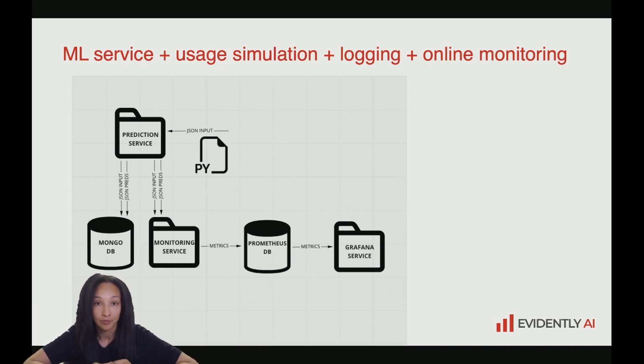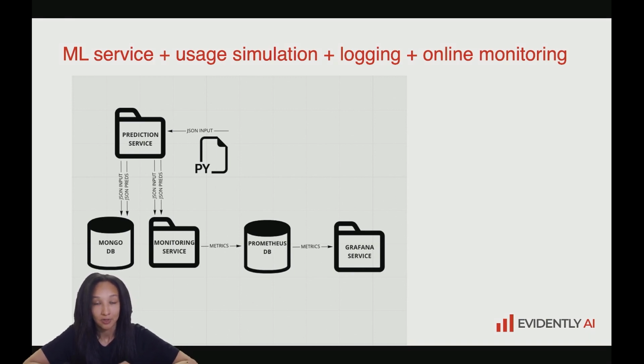Second thing is the monitoring. So we need to implement the online monitoring. So we need to send the data from our prediction service to a monitoring service, which will calculate the metrics, place these metrics in the Prometheus database, and this Prometheus database will share these metrics with the Grafana service. So we need to update our prediction service with basically two extra instructions. First instruction to log data into MongoDB, we just discussed that, and second instruction to push data to the monitoring service.